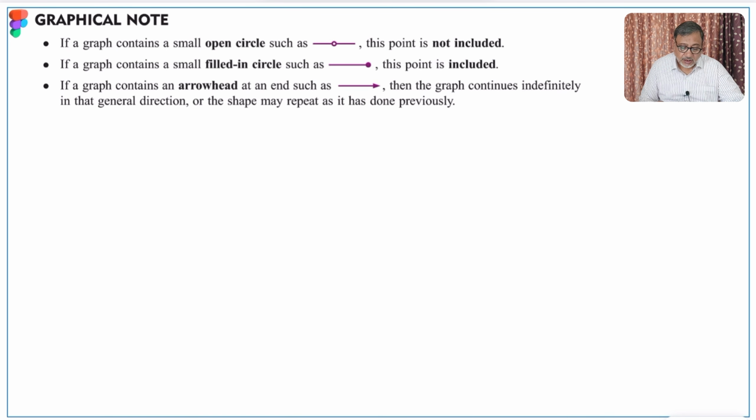Okay. Now graphical note. If a graph contains a small open circle like this open circle, this point is not included. Okay. So this first point, let me label them 1, 2, 3. So first point I will explain to you. Suppose I have a graph.